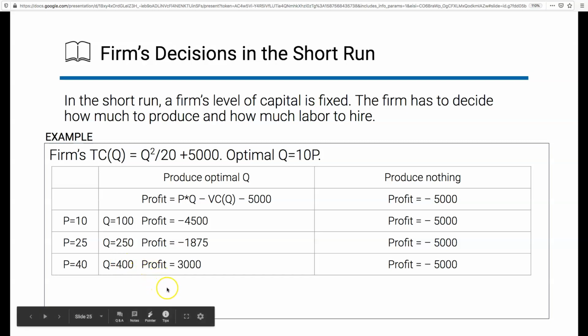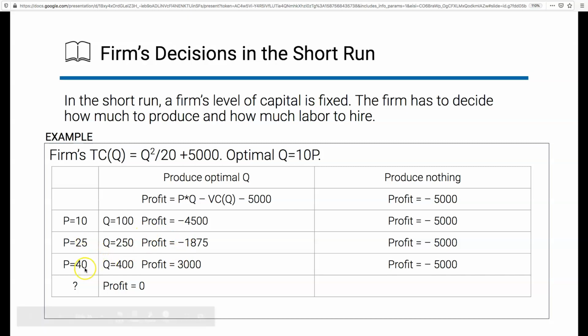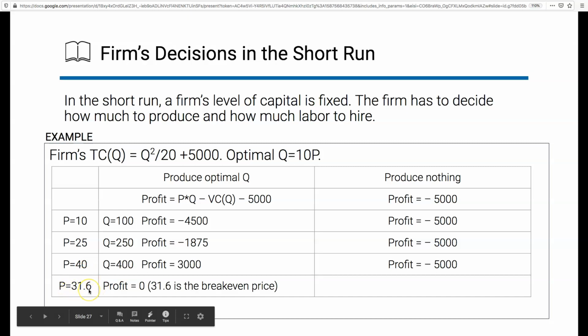Now, an additional question that you want to ask yourself is, for what price is the profit actually going to be 0? You can see that it has to be somewhere between 25 and 40. And in fact, if we do a calculation, it's going to be a price of 31.6. And we call that price the break-even price because you earn 0 profits. That is, you're exactly breaking even. And let's remember this number because I'm going to show it to you once again a little later.